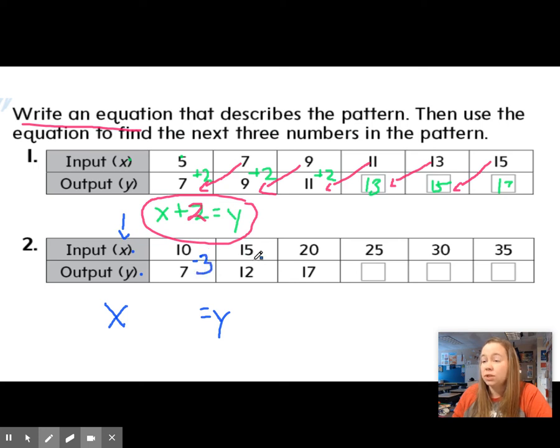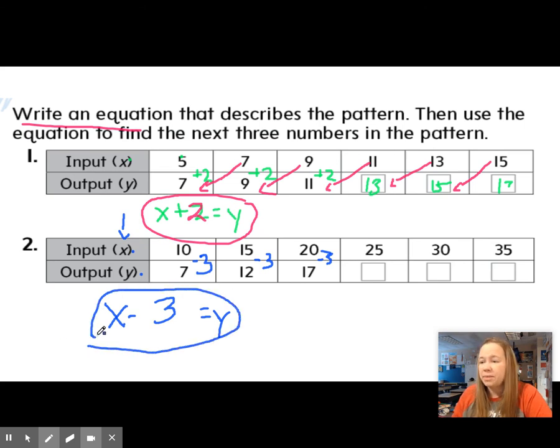Okay, let's see if this one is also minus 3. 15 minus 3 is 2. Let's check one more. 20 minus 3. Okay, so now we know our rule is x minus 3, or our function is x minus 3 equals y. So what we did was we took the number in the x place, we subtracted 3, and we got y. So that is our equation.